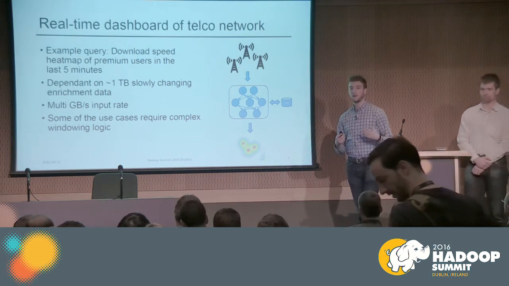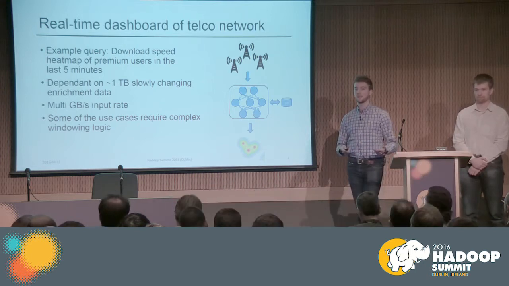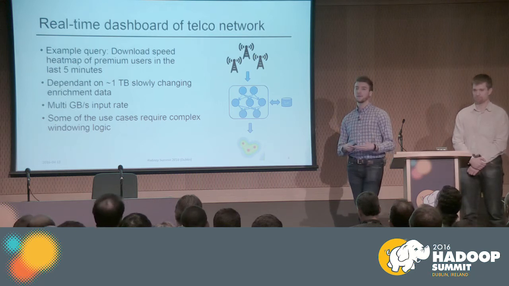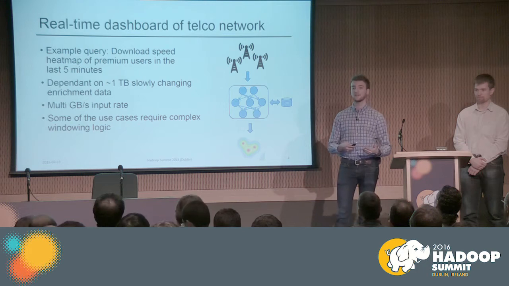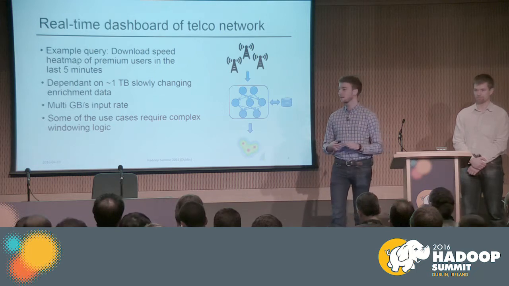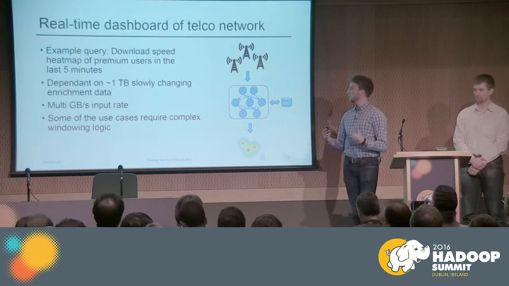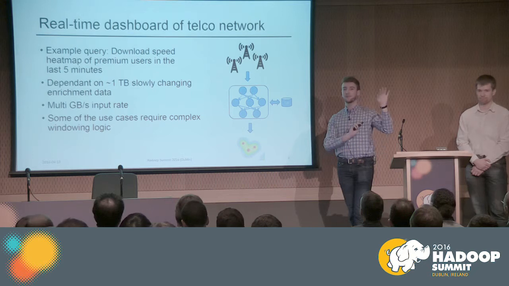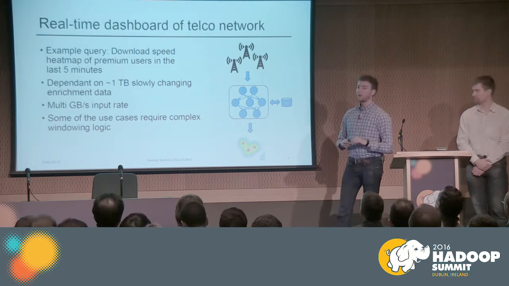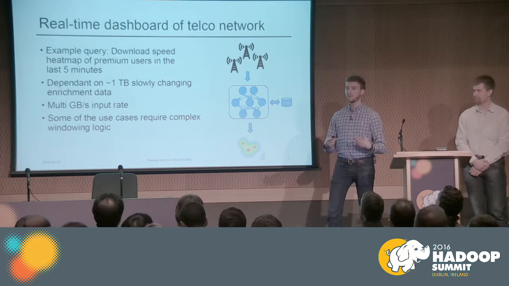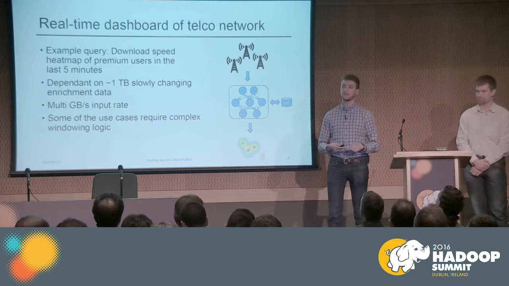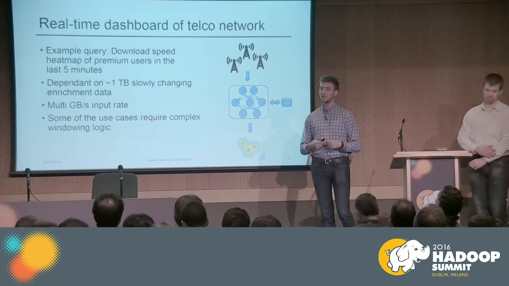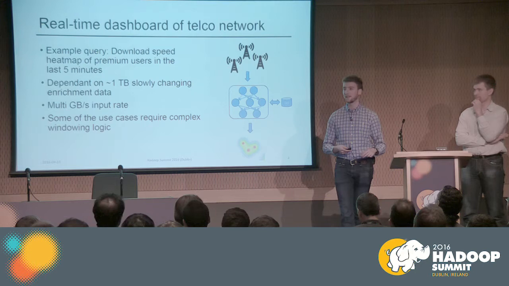And this is, of course, also a very hard problem because the data rate itself is very high, gigabytes per second. Then also, if we want to do some more clever analysis, we probably want to enrich our data stream with a huge state. So the analytics that we're doing is actually dependent on, let's say, around 1 terabyte of enrichment data. And also, for this use case, we might want to express some complex windowing logic to actually detect these troubling situations, for instance, session windowing or something like that.